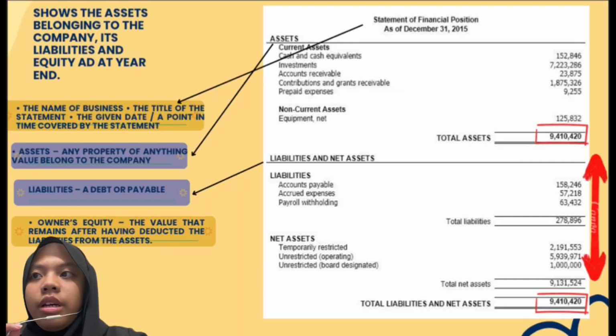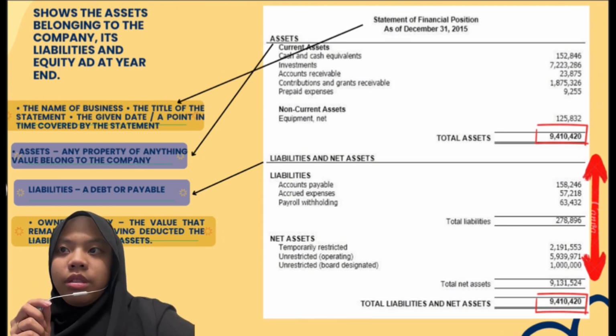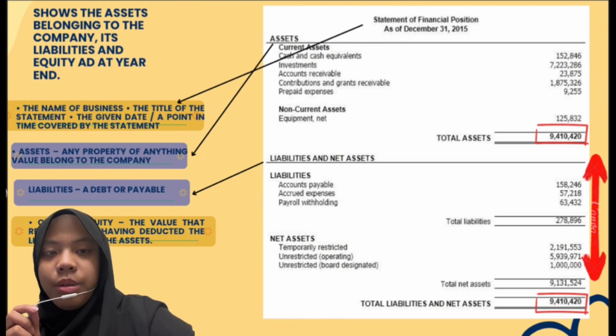The balance sheet arranges assets in order of liquidity, such as cash, accounts receivable, inventory, and fixed assets. Next are the liabilities, short-term and long-term, such as loans and accounts payable. So the total assets and the total net assets must be balanced.